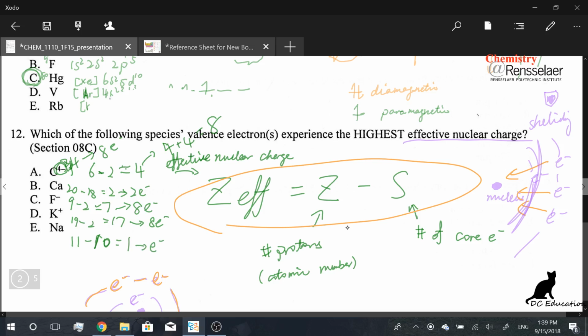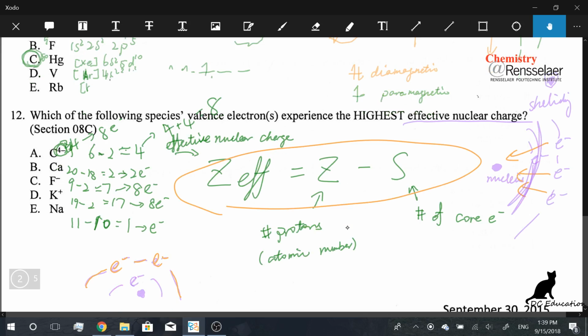Therefore, the potassium experiences the highest effective nuclear charge. The valence electrons of the potassium experience the highest effective nuclear charge. And we'll end here.